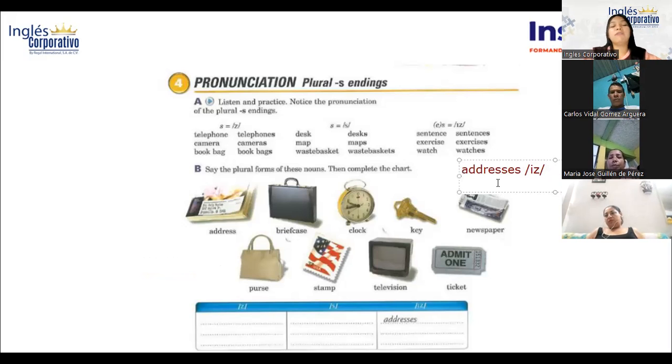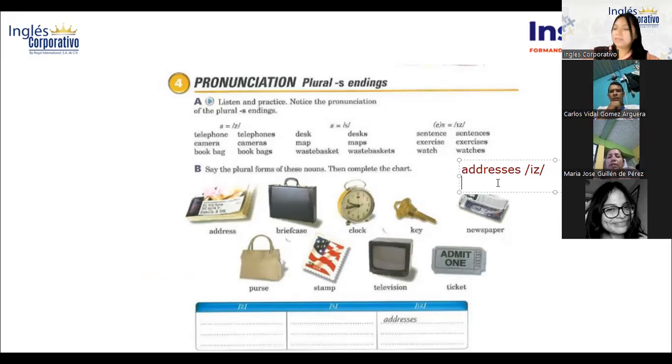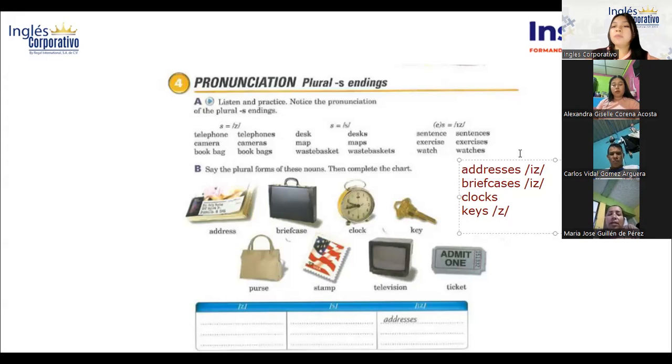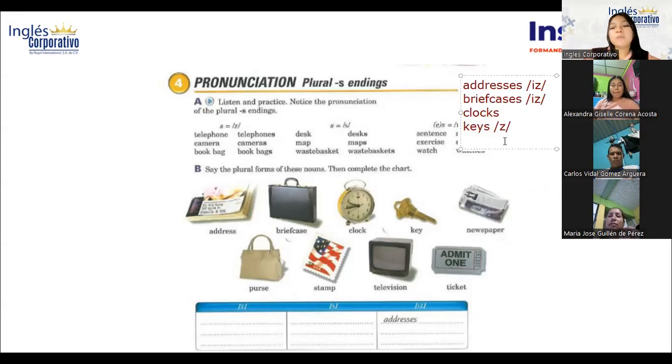¿Cuál es el plural de briefcase? Which is the plural of briefcase? Briefcases. Excellent. Briefcases. Okay. Right? Which is the plural of clock? Clocks. In this one, we say clocks. Yes. Which is the plural of key? Keys. This one is with keys. Right? ¿Cuál es el plural de newspaper? Newspapers.